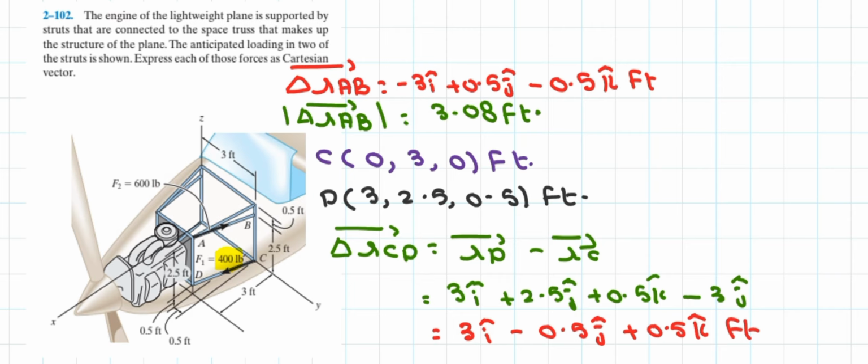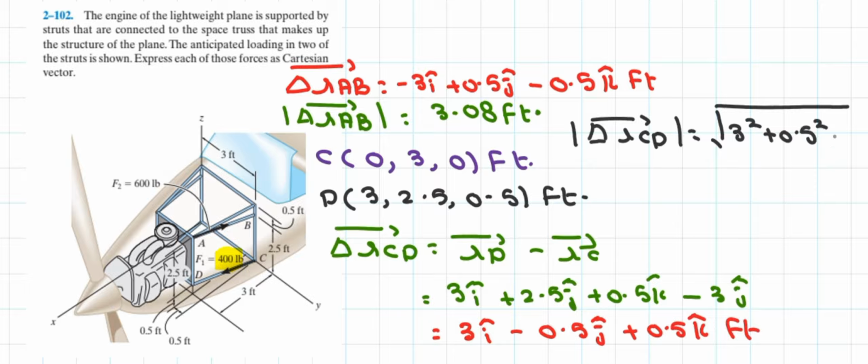Now what about its magnitude? For the magnitude, we have the formula, that is delta RCD magnitude, which is equal to under root x square plus y square plus z square. So it will become 3 square with 0.5 square with 0.5 square. So grab the calculator, put the values into it and solve it for the magnitude of RCD. So the magnitude of RCD is 3.08 foot. Now our second step is completed.